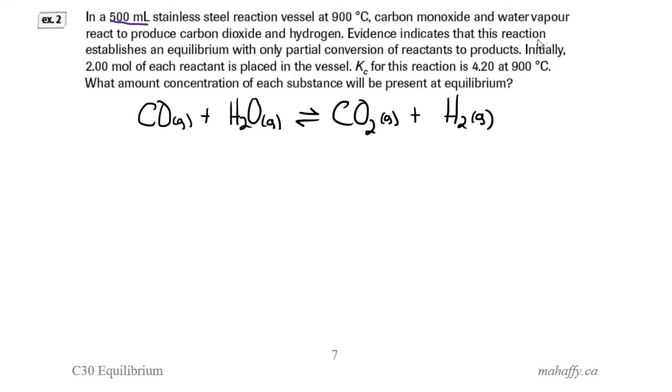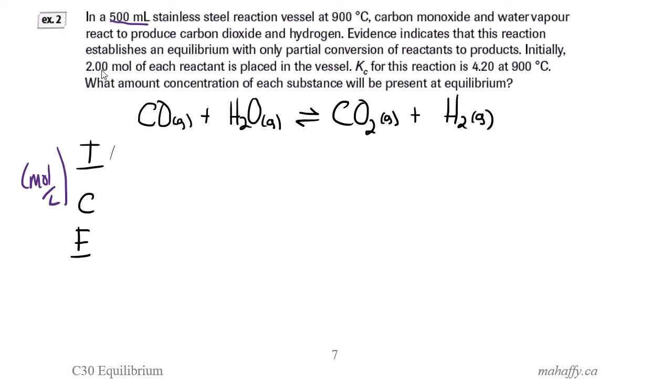Evidence indicates that this reaction establishes an equilibrium with only partial conversion of reactants to products. Initially, 2 moles of each reactant is placed in the vessel. Kc is 4.20, and what amount concentration for each substance will be present at equilibrium? Okay, let's build my ICE table. So initial, change, equilibrium. Everything here is going to be in moles per liter.